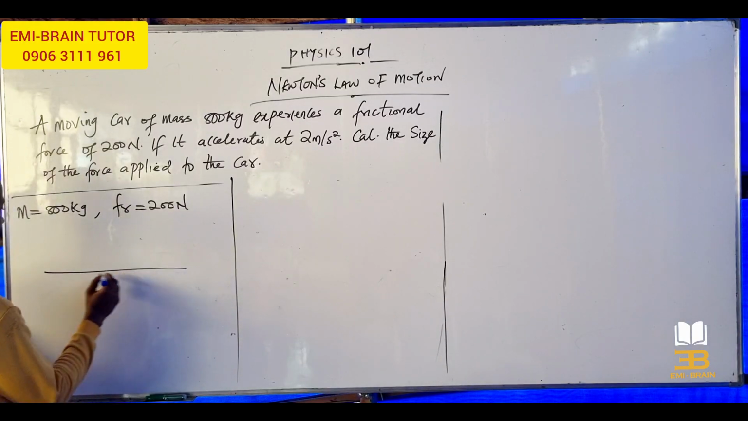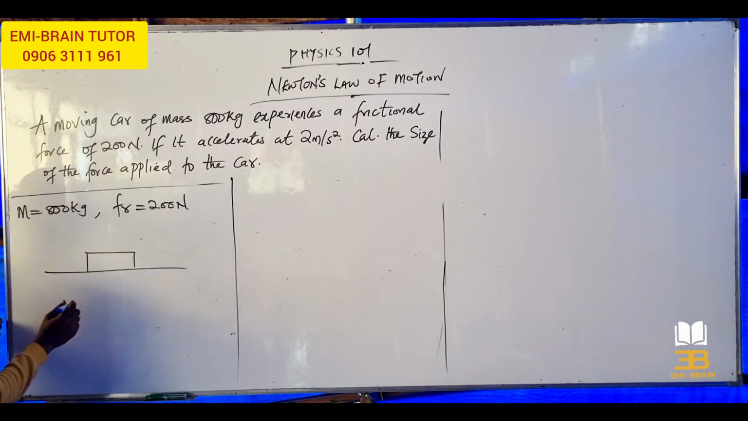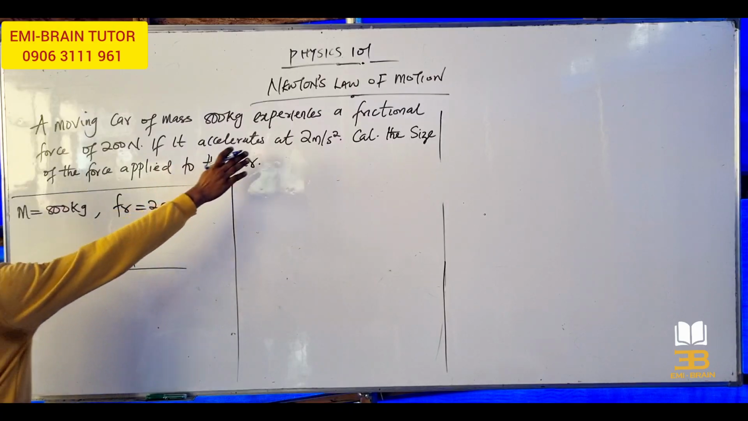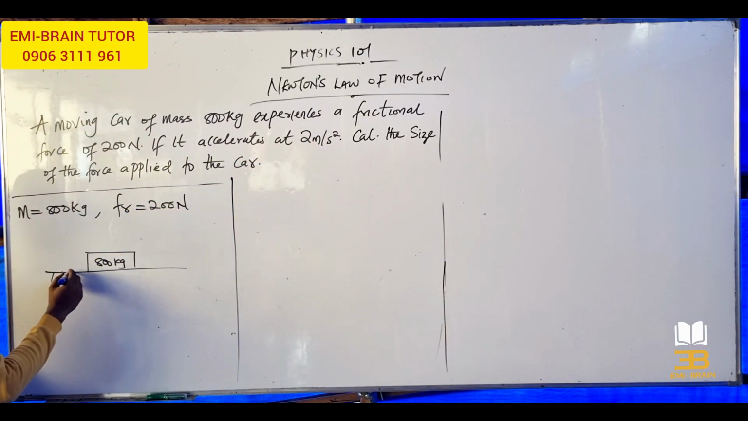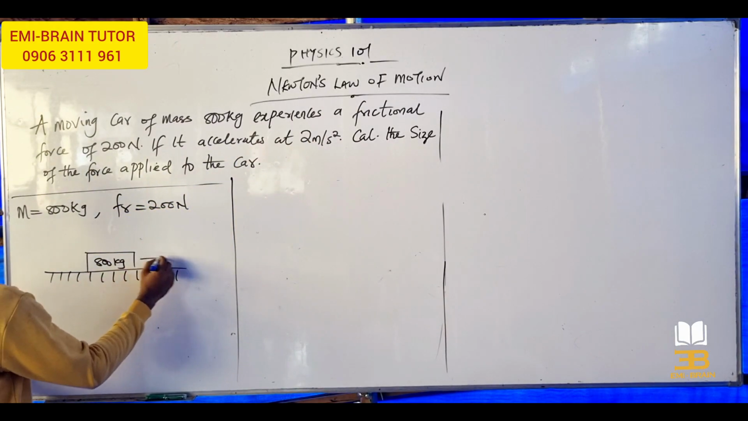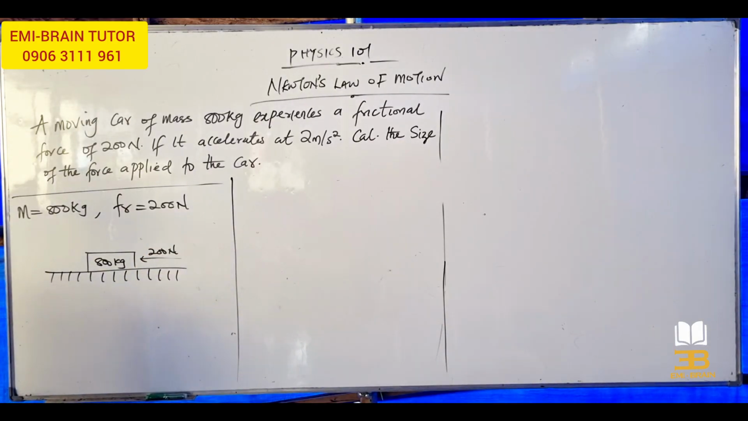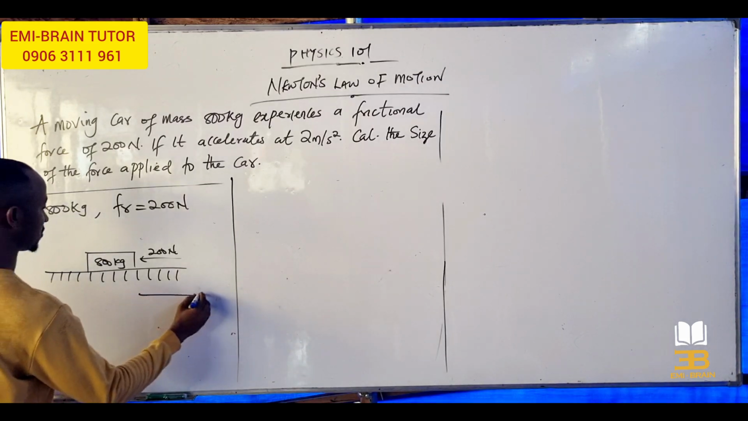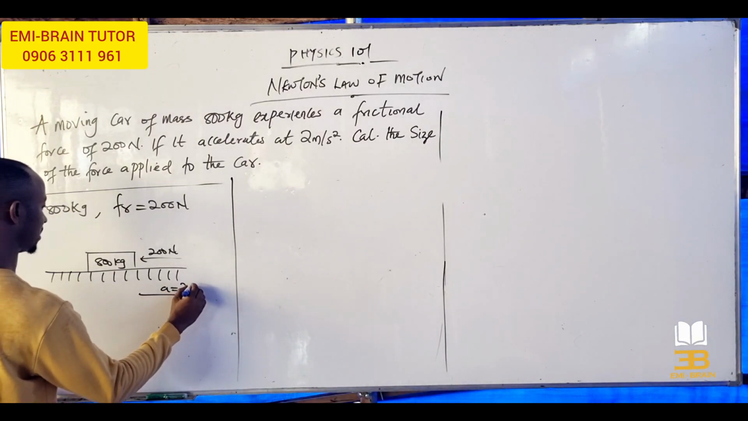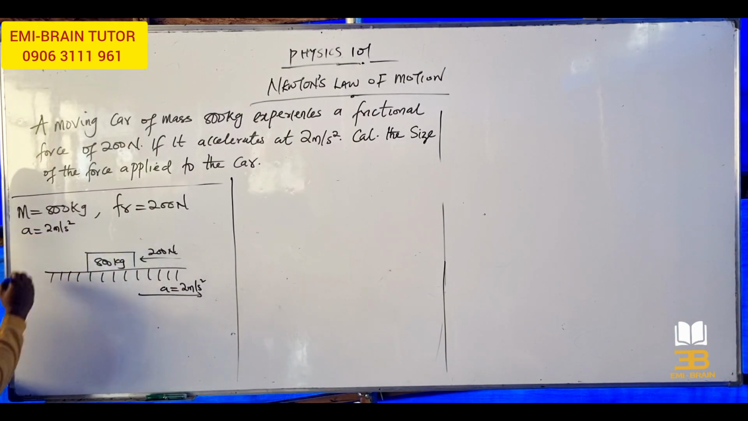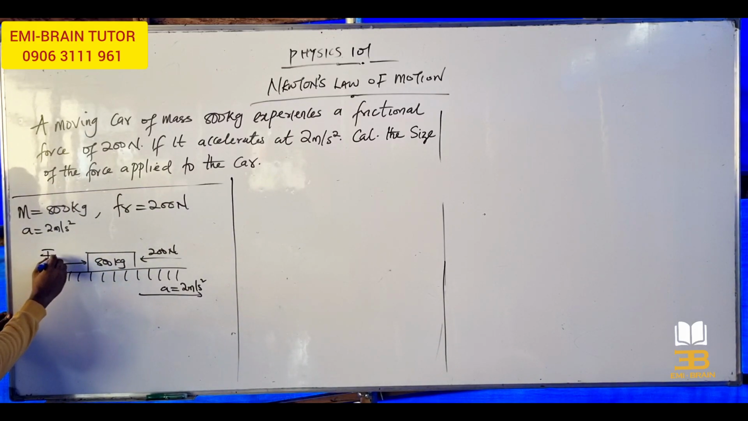Okay, we have a moving car. Since we are told that the moving car has a mass of 800 kilograms and experiences a frictional force, that means the surface is a rough surface, right? The frictional force there is given as 200 Newton. And we are told that the body accelerates at 2 meters per second squared. So the body moves. So we are to calculate the size of the force applied. We are looking for the applied force.